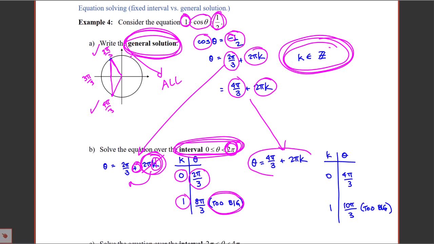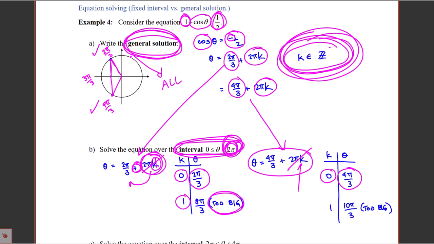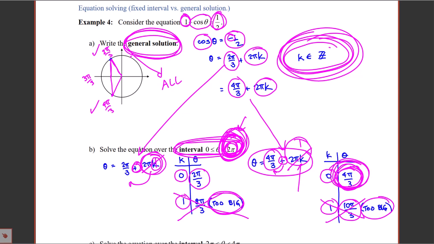Let's try it again for this answer. Again, k is an integer. 0 is an integer. I plug in 0 here, wipes this out, and I get 4 pi over 3. Well, 6 pi over 3 is 2 pi, so 4 pi over 3 is in that general area. That's fine. But if I plug 1 in here, then this becomes 2 pi, and 2 pi plus anything is bigger than 2 pi. So that's going to be 10 pi over 3 if I add 6 pi over 3 to 4 pi over 3, and that's too big. So then I don't have this answer, don't have this answer, I just have these two.